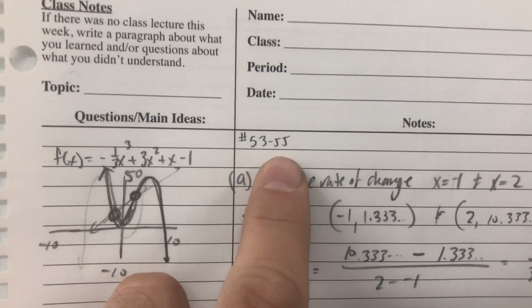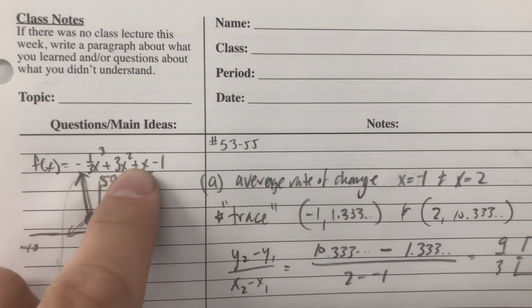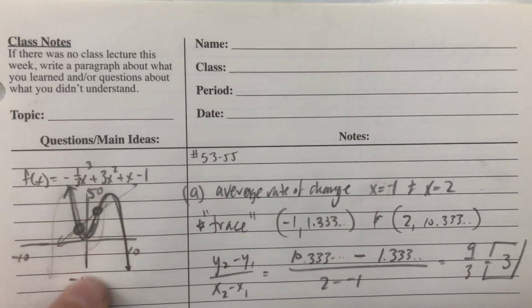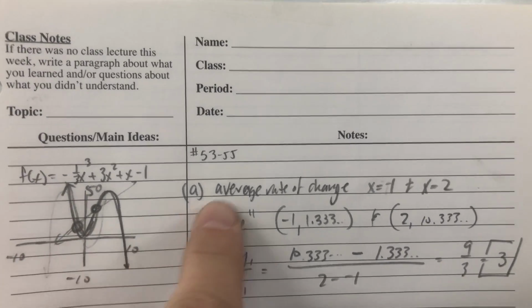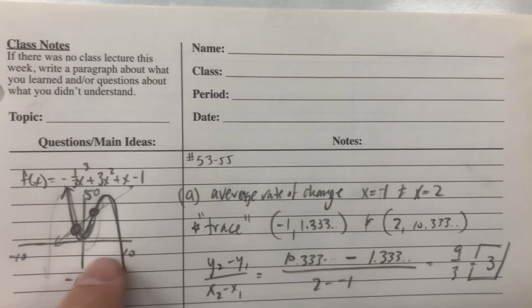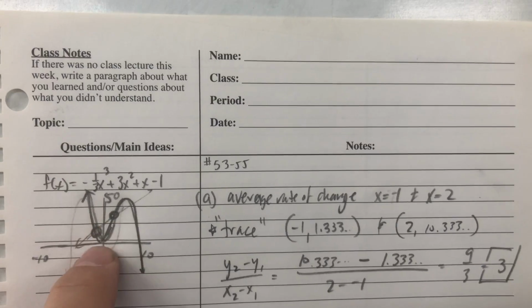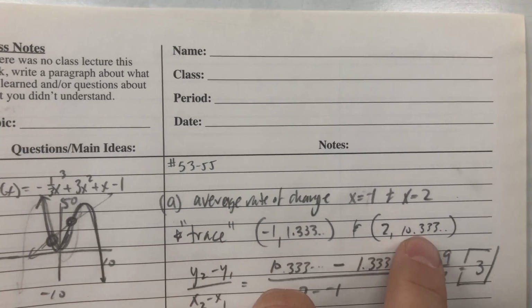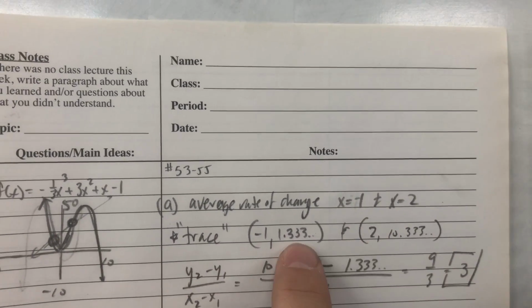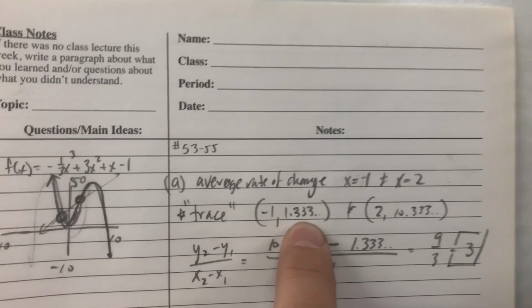Number 53 through 55, we have a cubic function and I graphed it like this and I had to go up to 50 to see it. The average rate of change between -1 and 2 is right here, -1 and 2. I'd use a trace function to figure out what the y values were. Either fractions or decimals is okay.